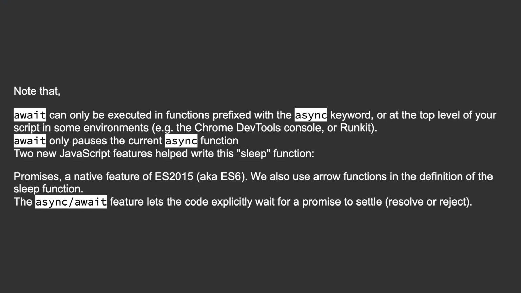2 new JavaScript features helped write this sleep function. Promises, a native feature of ES 2015 aka ES 6. We also use arrow functions in the definition of the sleep function. The async await feature lets the code explicitly wait for a promise to settle, resolve or reject.